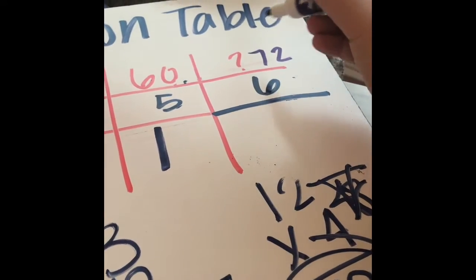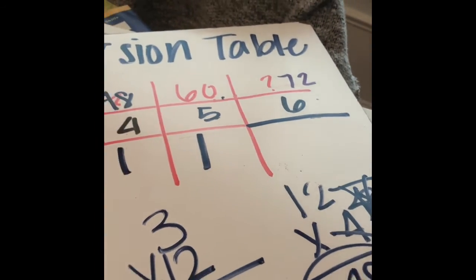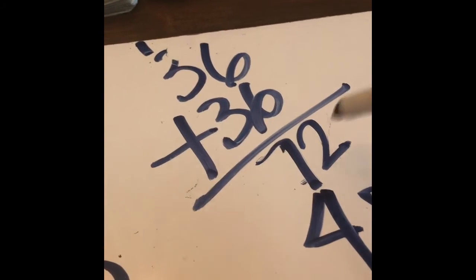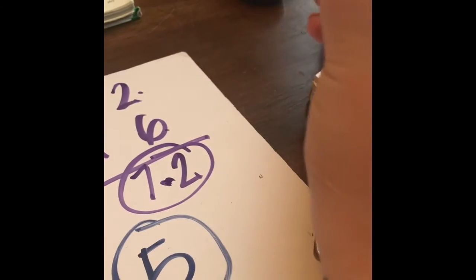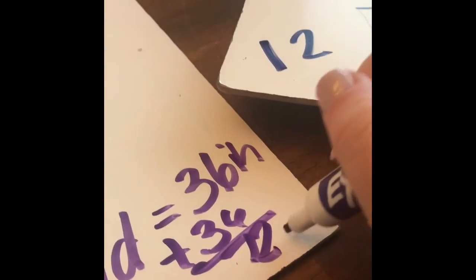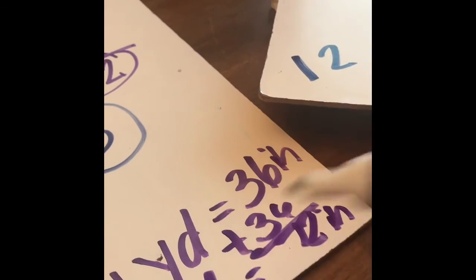Now we need to take this. Well, you know what? Let's do it a simpler way. Let's go back over to the addition that we just did. 36 plus 36 equals 72. So if we know that we have 72 inches, how many yards do we have? 2. We have 2 because 1 yard equals 36 inches. If we have 36 plus 36, which is 72 inches, that would equal 2 yards.